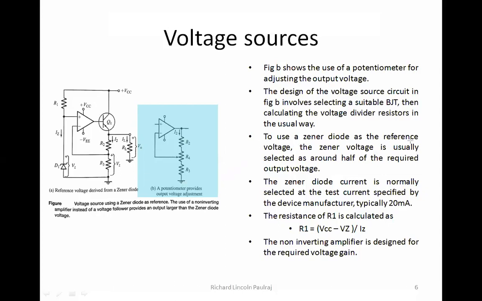To use a Zener diode as reference voltage, the Zener voltage is usually selected as around half of the required output voltage. That's a condition here. What should my Zener voltage be? For example, if I want my output voltage to be 5, my Zener voltage Vz should be selected as 2.5. Important point, make note.